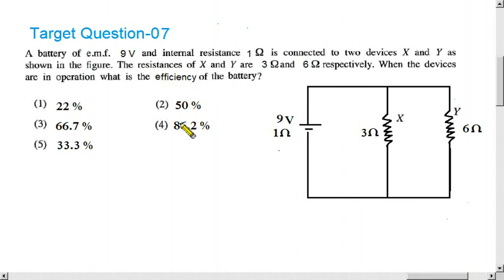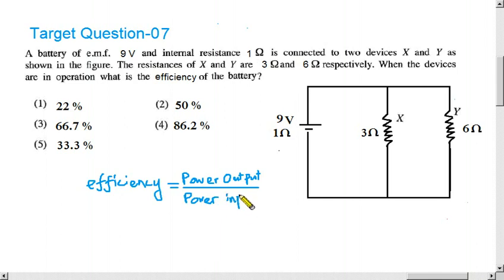So how to find out the efficiency? What is the equation? Efficiency equals power output divided by power input times 100. If you know this equation, you can find out the efficiency easily.